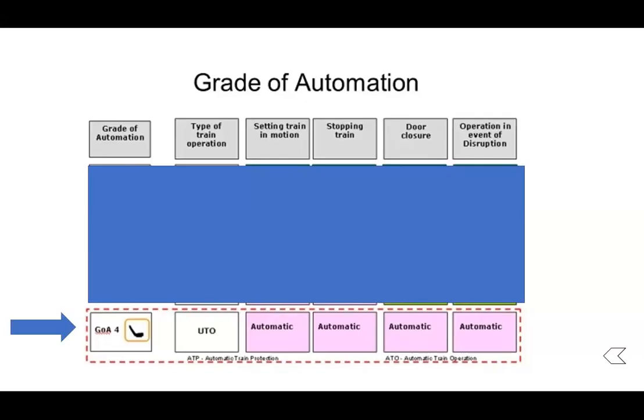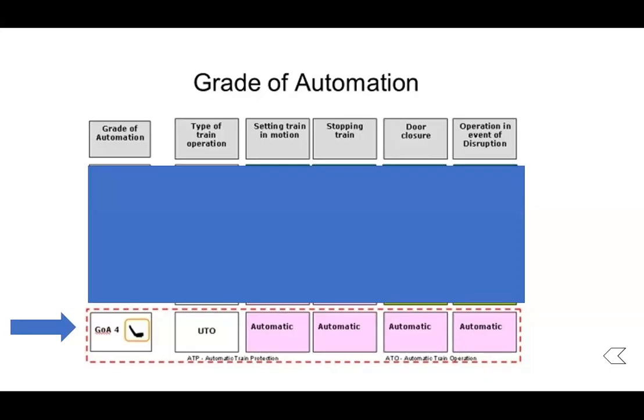Coming to the third item, door closure. In other grades of automation, the driver does the door opening and door closing, whereas in GOA4, the highest automation, it has to be done automatically. There's no driver. The door has to open when the station comes and close automatically when the train has to depart.